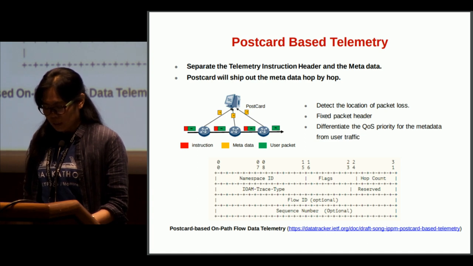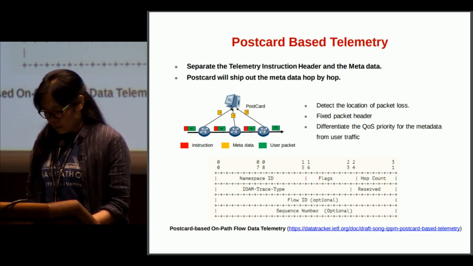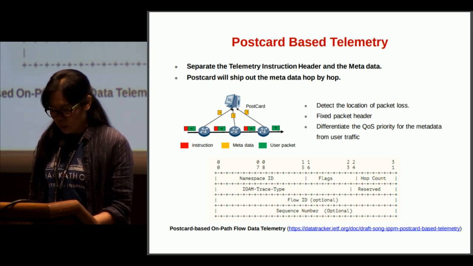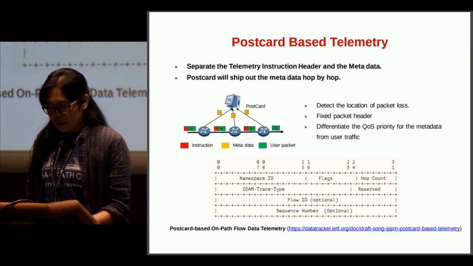At first, we separate the telemetry instruction header and the metadata. Like this picture shows, the red one is the instruction, and the yellow one is the metadata. Postcard will ship the metadata out hop by hop at each node. So the host, as a collector, will get the postcard metadata. Then I will tell why we introduced this new type.